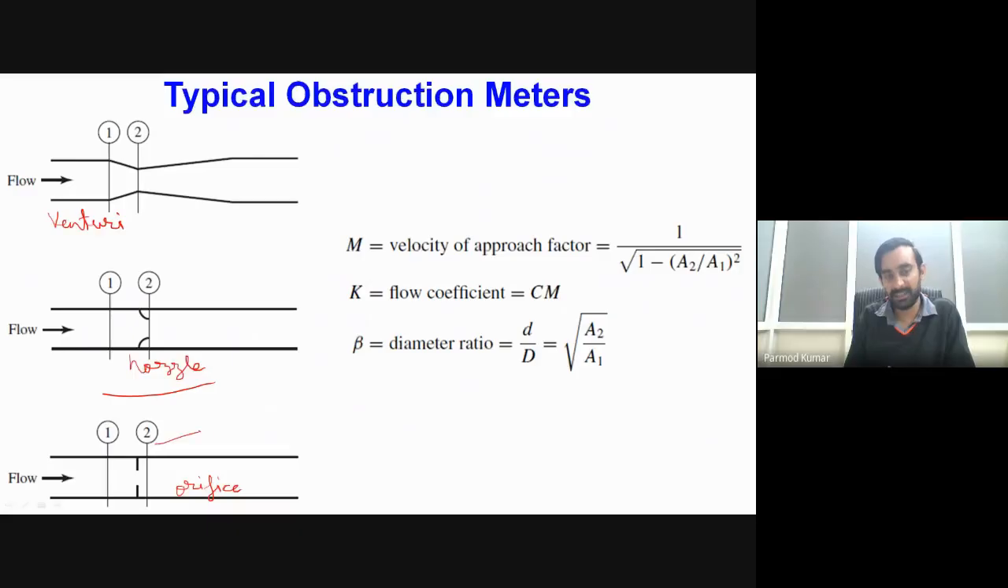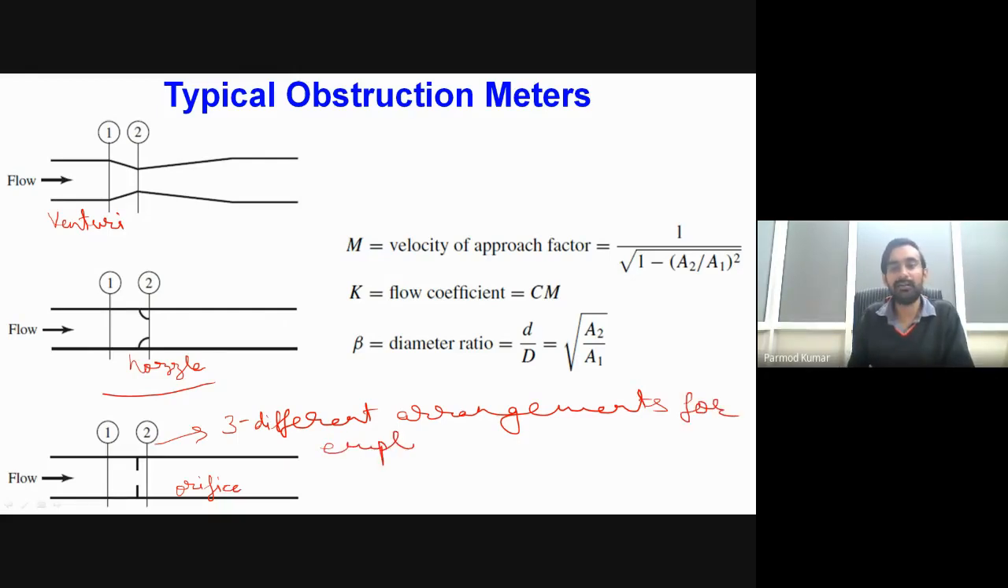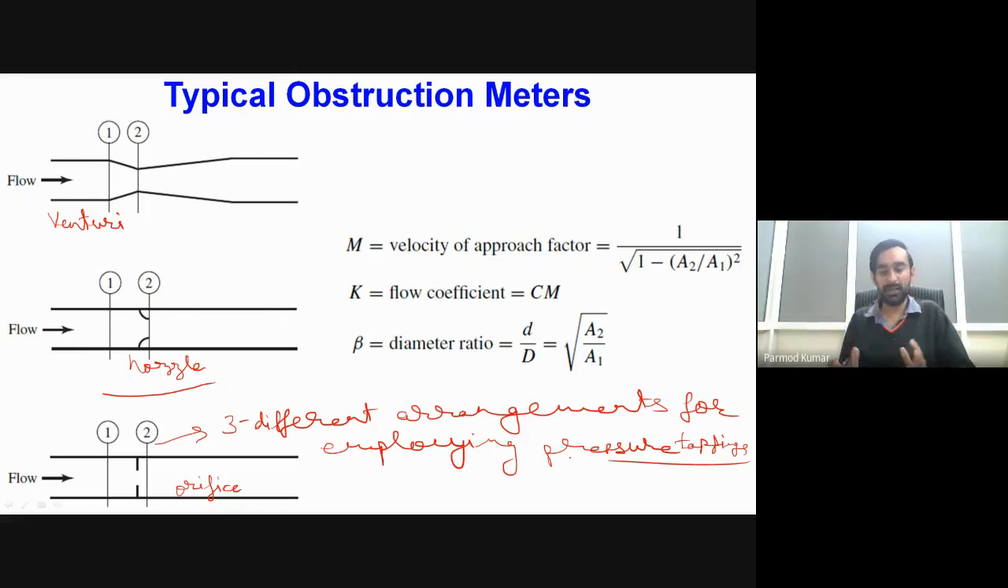Obviously, for this type of orifice meter, we have 3 different arrangements for employing pressure tappings, which we will see in the next slides. So what are the different methods? But the overall idea is that we will have one tapping in the upstream of the orifice plate and one in the downstream of the orifice plate.